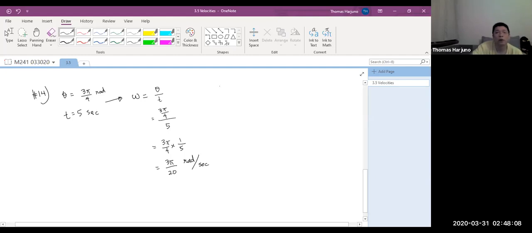Number 24. Omega equals 2 radians per second. And then the radius is 2 inches. And the t is 5 seconds. The question is, find the distance.